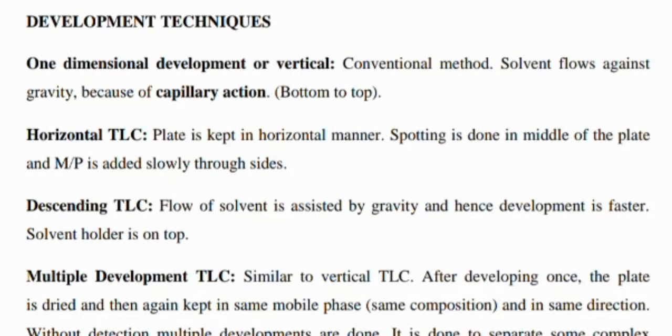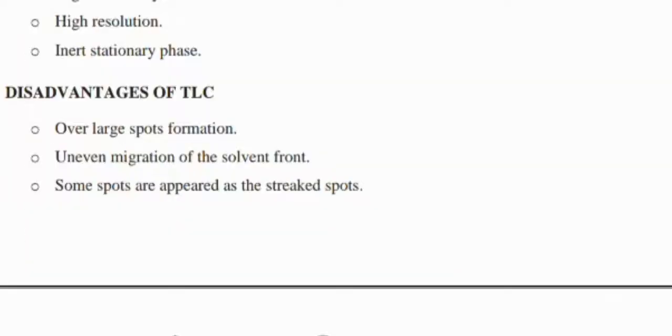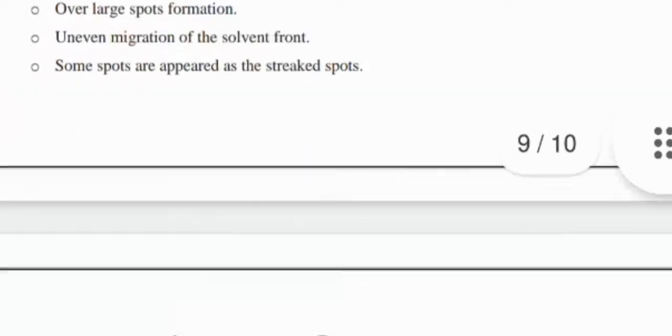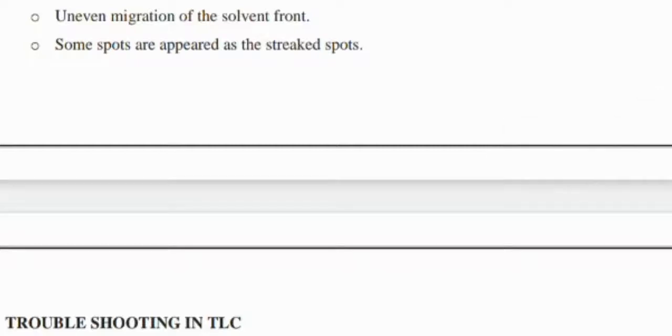Okay, now we see the development techniques, which include one-dimensional development, which is vertical. It is a conventional method and the solvent flows against gravity because of capillary action. Horizontal TLC: the plate is kept in a horizontal manner. Spotting is done in the middle of the plate and the mobile phase is added slowly through the slides. Another one is descending TLC. The flow of the solvent is assisted by gravity and hence the development is faster. Another one is multiple development TLC, which is similar to the vertical, but after applying once, the plate is dried and then again kept in the same mobile phase in the same direction. Another one is stepwise TLC. The plate size is bigger and it is usually done when the development distance is long.